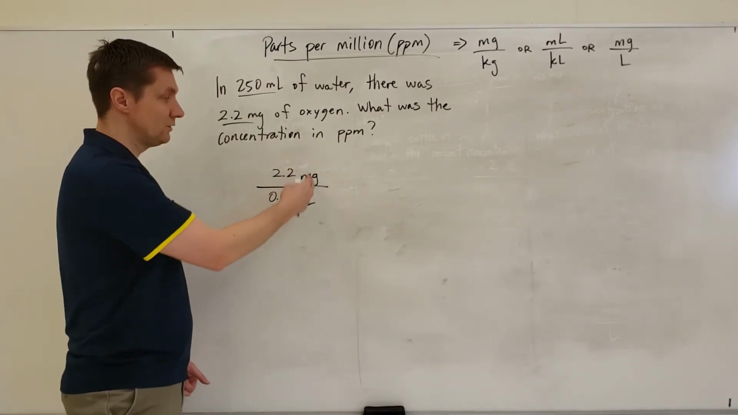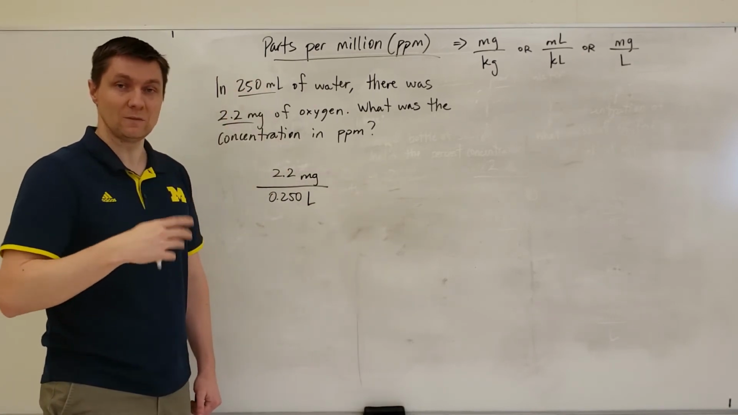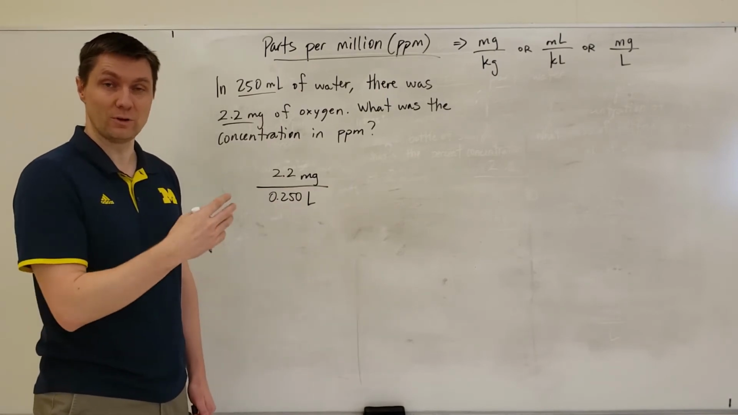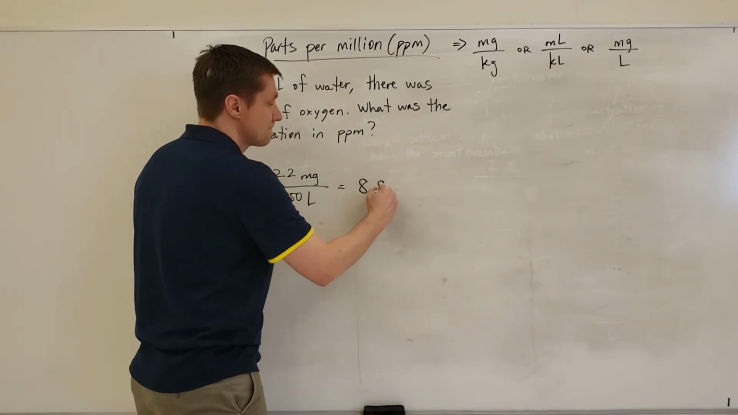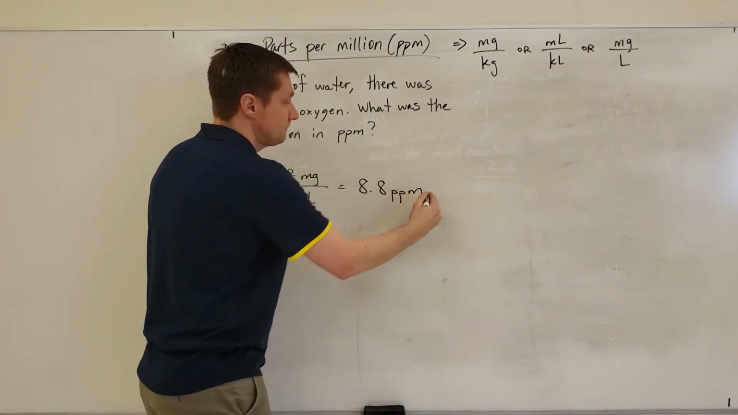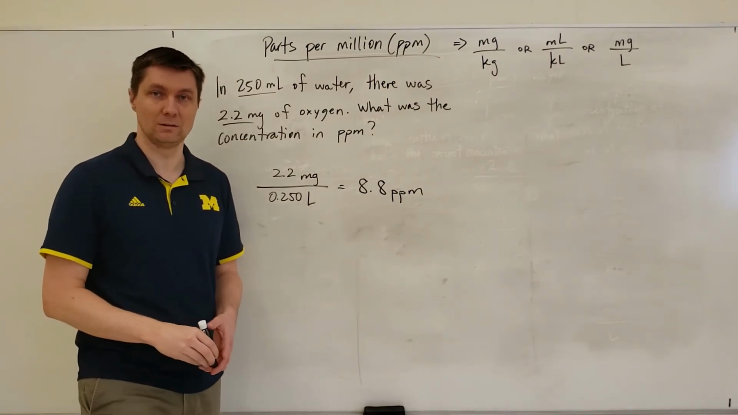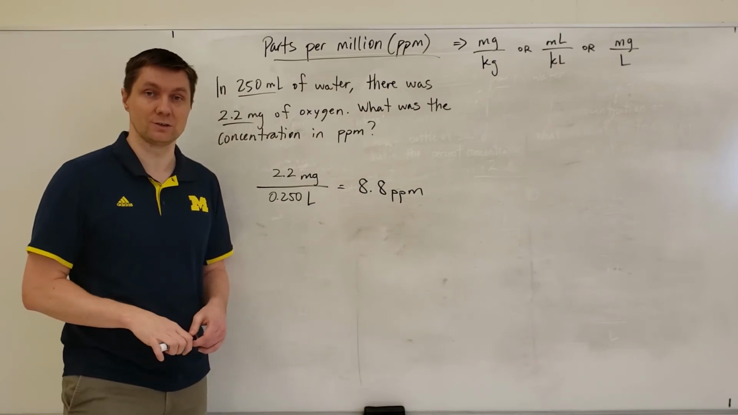So now that these units are expressed properly with the numbers that were given to me in the question, I can just go 2.2 divided by 0.250 in my calculator, and you hit enter, and that punches out as 8.8 parts per million. And that's it. That's all you really have to do in order to do these calculations.